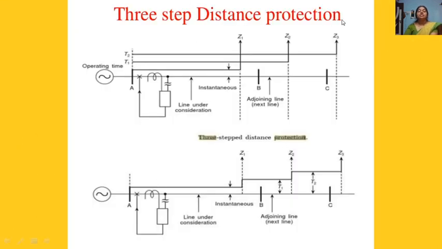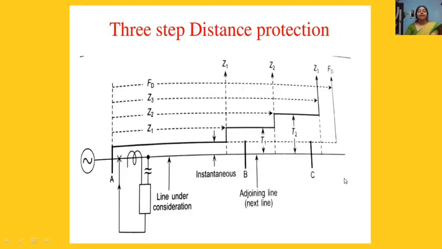Now 3-step distance protection. Look here. This is instantaneous protection. The second zone is 40 to 50% of the next transmission line, and third, as you can see, this third zone is protecting this line as well as this line. This third protection is providing backup to these two lines. Now instantaneous, this is minimum operating time. This has a certain delay time, additional time delay is added. For this backup, again additional time delay is added.